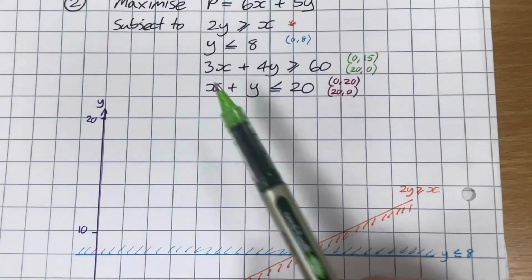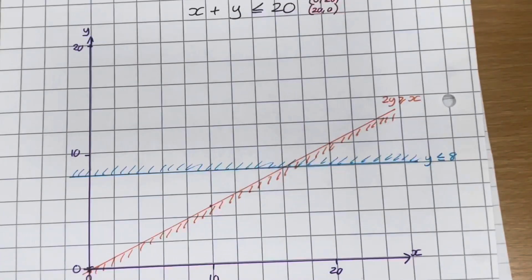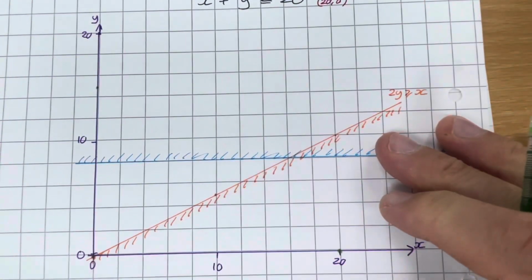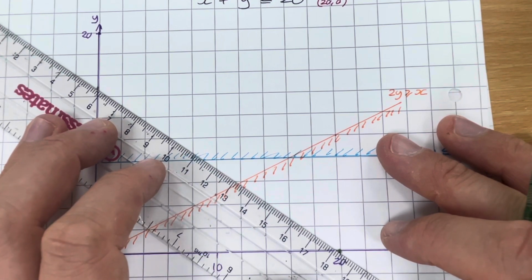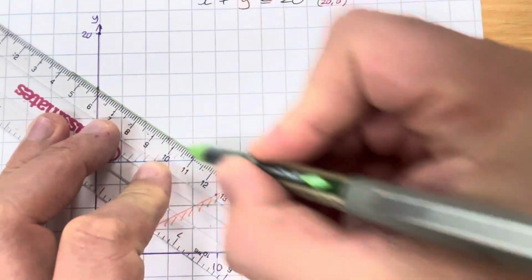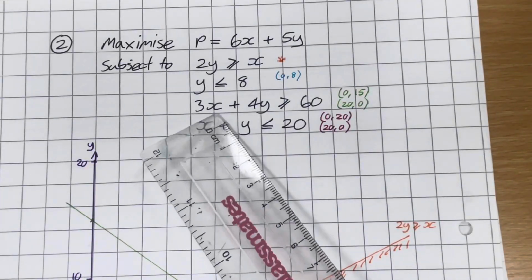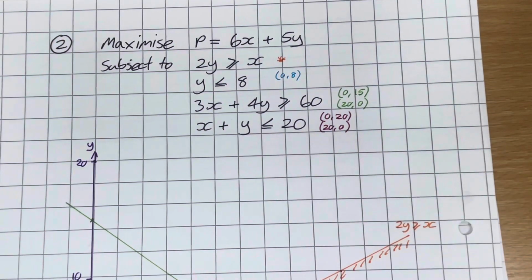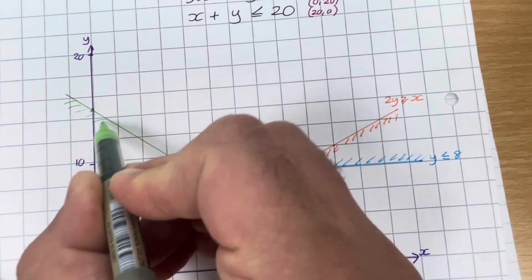The next one, we're going to go from 20 on the x-axis to 15 on the y-axis. So 20 on the x is here, 15 on the y is here. Join those up with a straight line. The origin doesn't lie on this one, so I can throw the origin in and see if it's satisfied. 0 plus 0 is greater than 60. That is not true. So I don't want the origin because the origin does not satisfy this inequality. So therefore I'm going to shade the underside of the line.